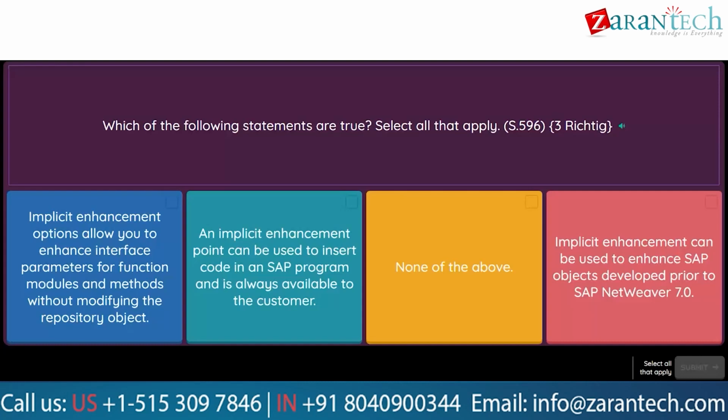Page 596, 3 correct. Option 1 implicit enhancement options allow you to enhance interface parameters for function modules and methods without modifying the repository object. Option 2 an implicit enhancement point can be used to insert code in an SAP program and is always available to the customer. Option 3 none of the above. Option 4 implicit enhancement can be used to enhance SAP objects developed prior to SAP NetWeaver 7.50.